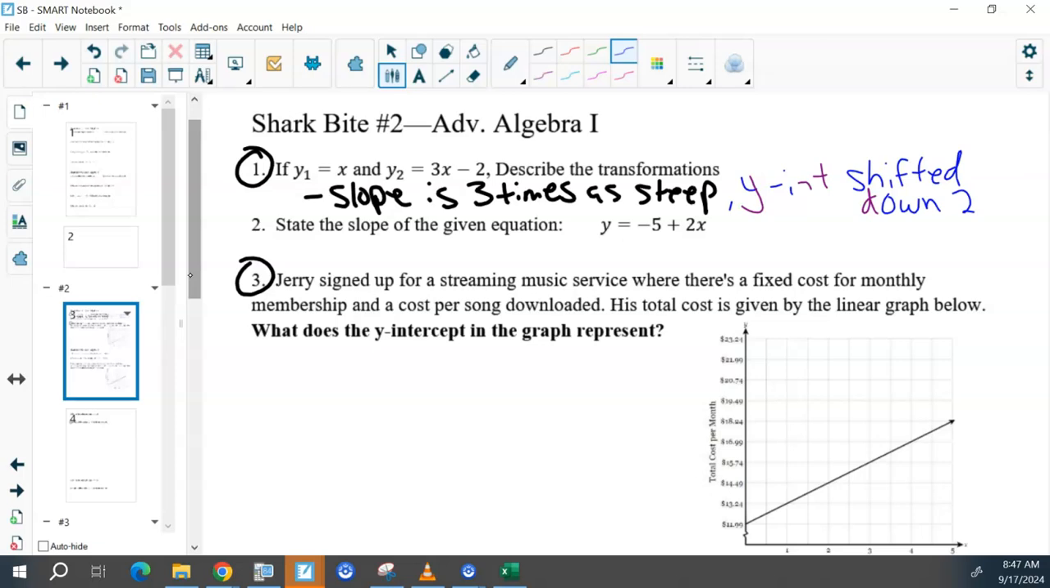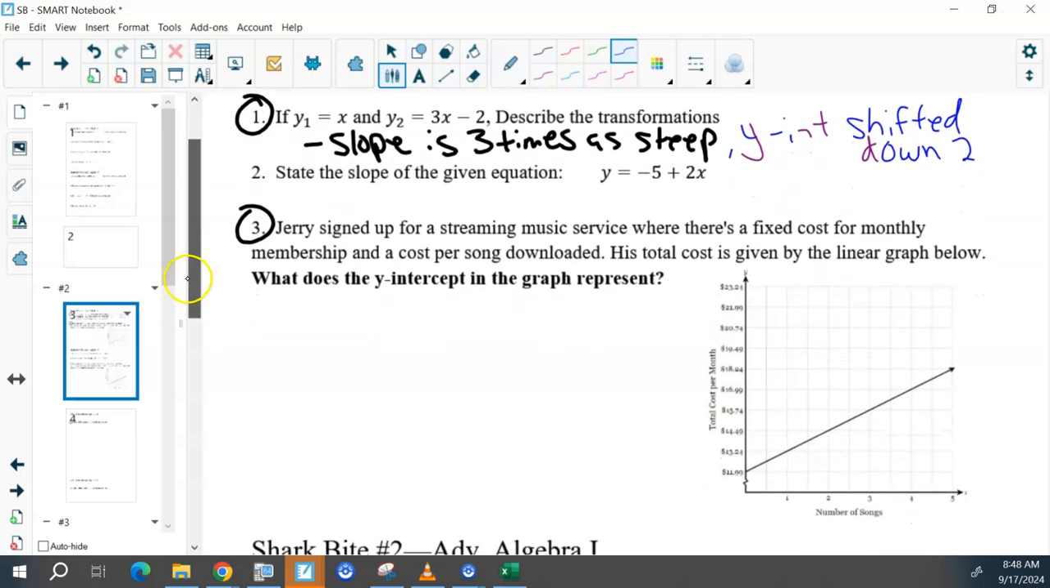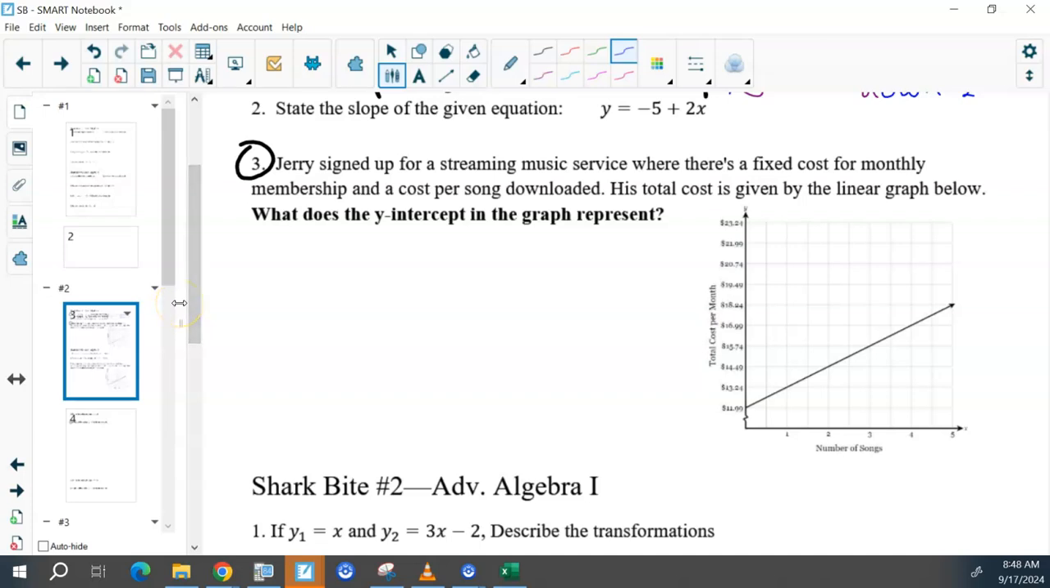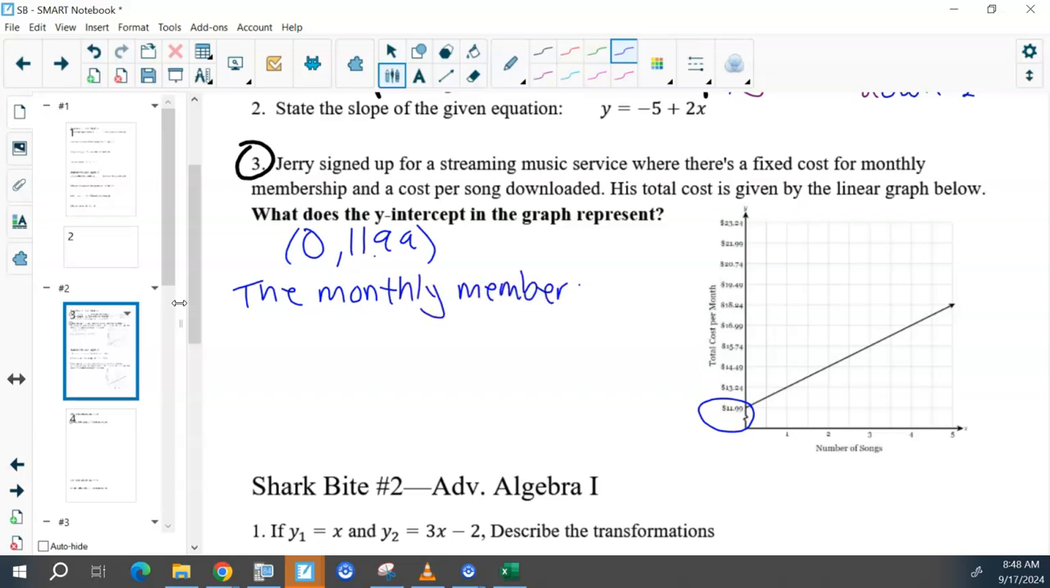For number 3, Jerry signed up for a streaming music service where there's a fixed cost for a monthly membership and a cost per song downloaded. His total cost is given by the linear graph below. And it's asking, what does the y-intercept in the graph represent? So first, recognize where the y-intercept is at, when x is 0, 11.99. So that y-intercept is describing how much the monthly membership is before he downloads any songs. Or at 0 songs downloaded, that would be his monthly membership, however you wish to word that.